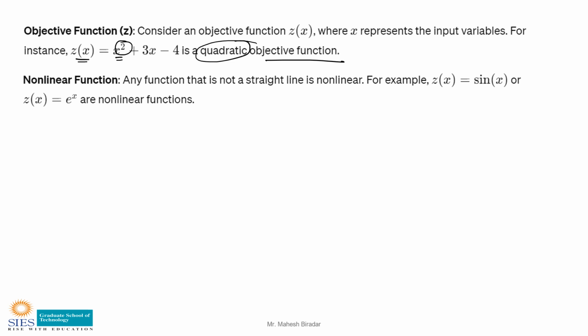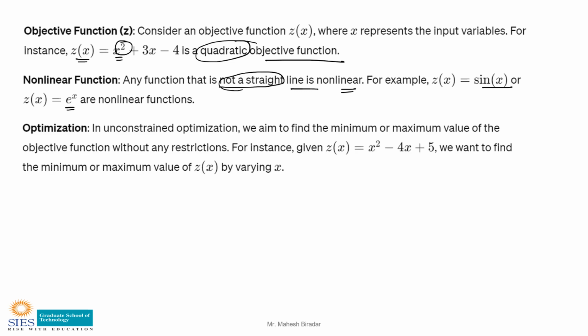Non-linear function. Any function that is not a straight line is non-linear. For example, sin x is a non-linear function, e raised to x is a non-linear function. So any function which is not a straight line is non-linear. Then we will see the term optimization.